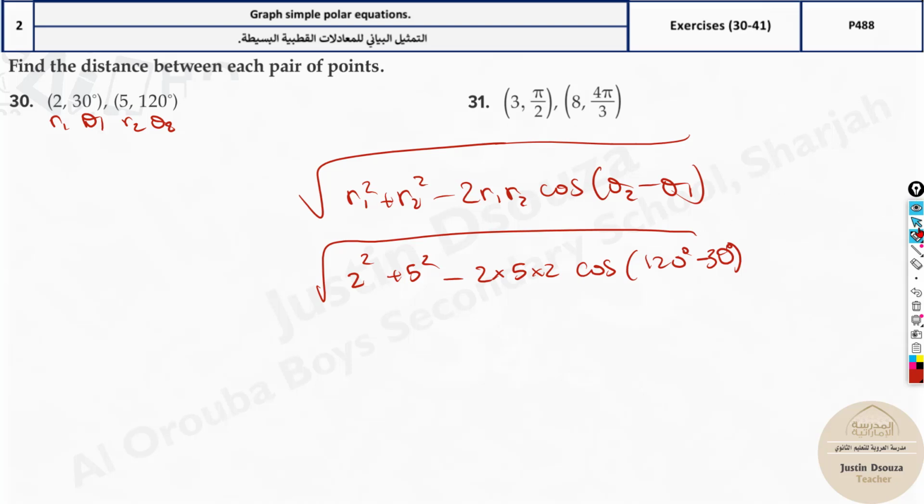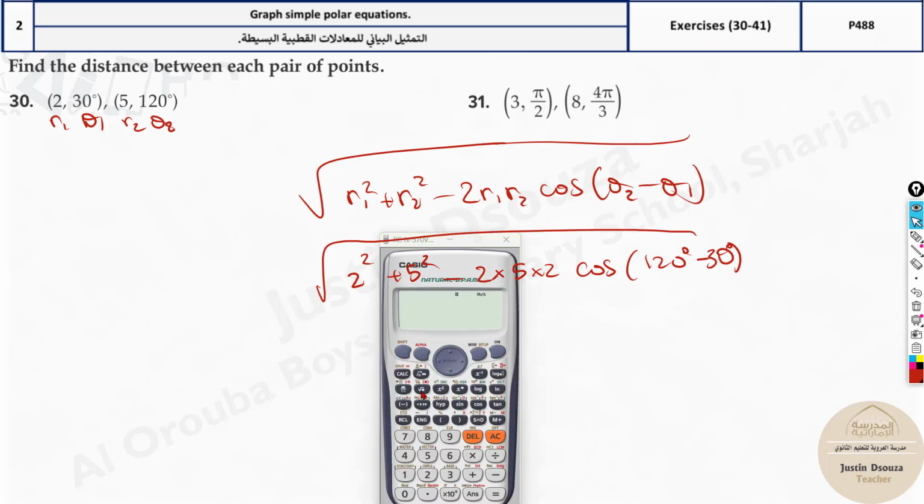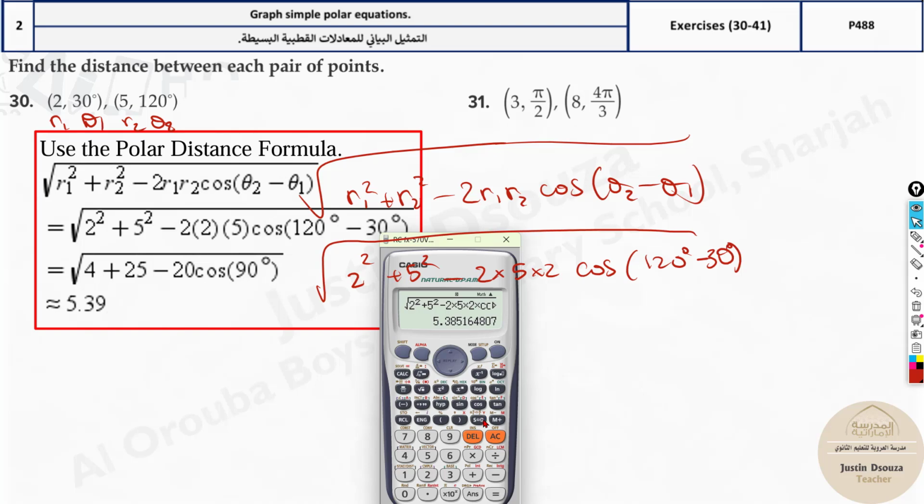Take out your calculators and solve this. It will be square root, this is the symbol, 2 square, plus 5 square, sorry, it's minus 2 times 5 times 2 times cos. Now you do not need to change to radian mode. Keep it in degrees only. The default mode is degree mode because the values are in degrees, right? I'll just put 120 minus 30, close the bracket. The answer is root of 29, or it's 5.385, which becomes 5.39. That's it.